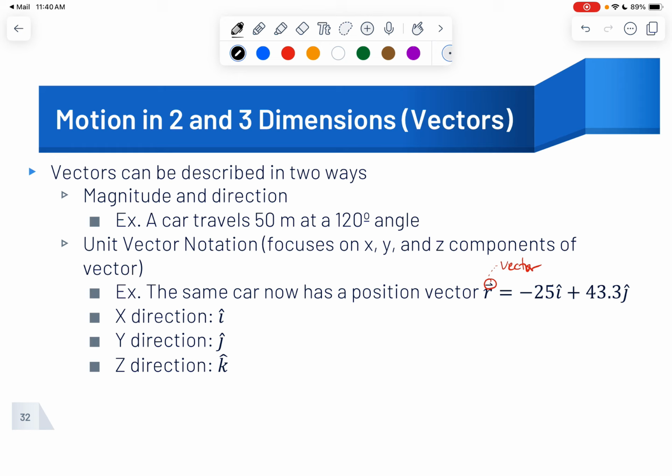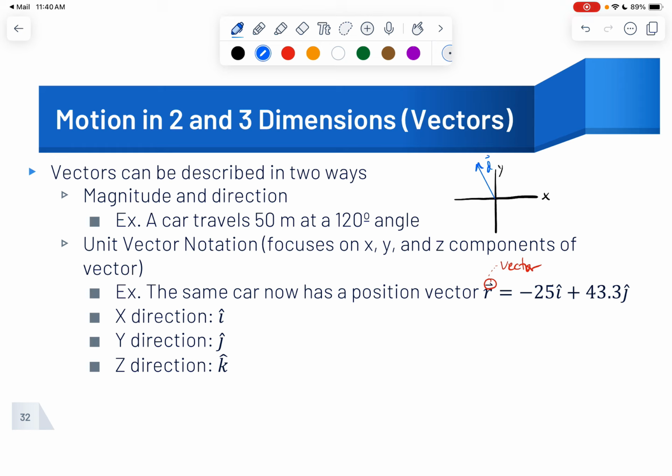Now there's two ways that we can describe objects that are moving along vectors. Let's take this example of a car traveling 50 meters at a 120-degree angle. We're given both the magnitude and the direction separately. So let's say we had our standard x, y coordinate system. This car is moving 50 meters at a 120-degree angle. 120 degrees is going to be roughly over here, so we have a displacement vector here of us traveling 50 meters.